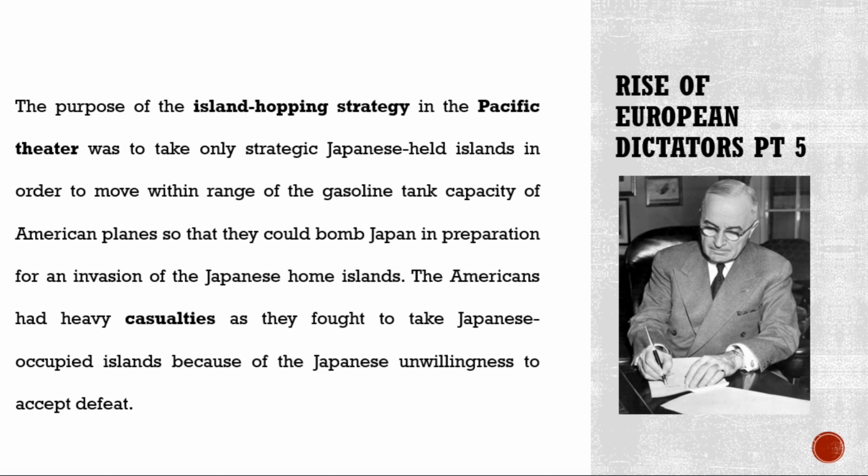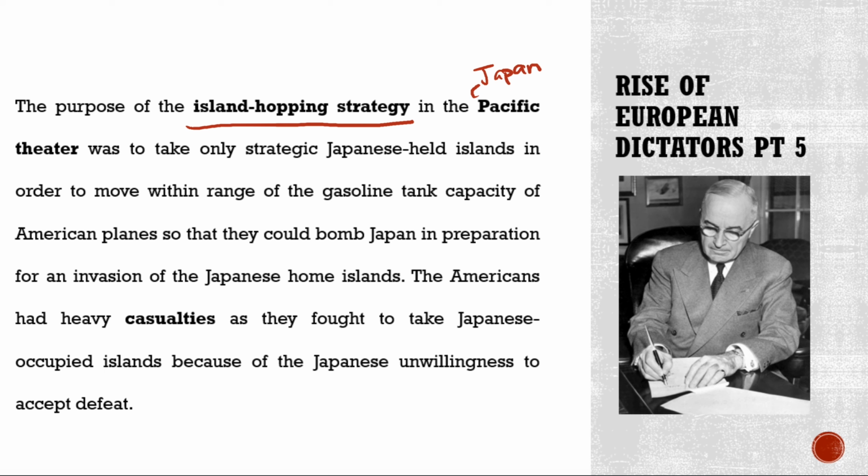The Rise of European Dictators, Part 5. The purpose of the island hopping strategy in the Pacific Theater, which means Japan, and again, Japan is in the Pacific Ocean, which is why it's called the Pacific Theater, was to take only strategic Japanese held islands in order to move within range of the gasoline tank capacity of American planes so that they could bomb Japan in preparation for an invasion of the Japanese home islands.